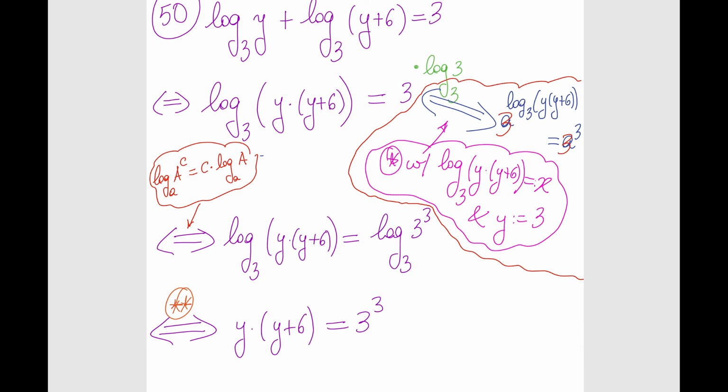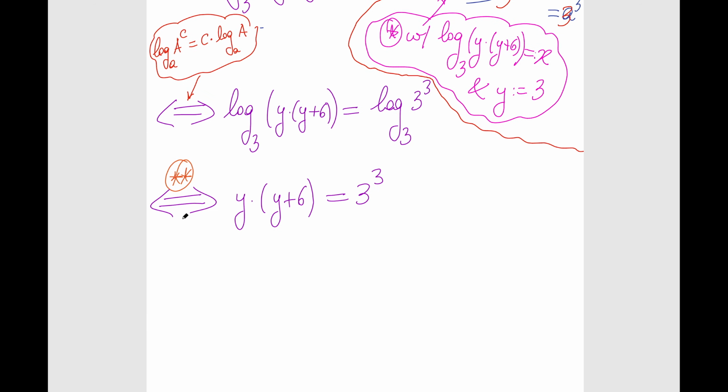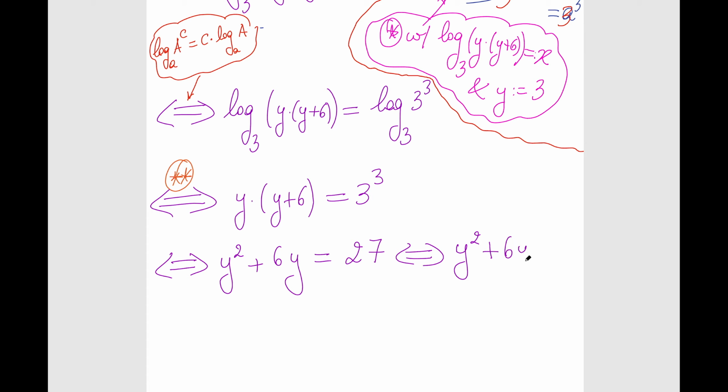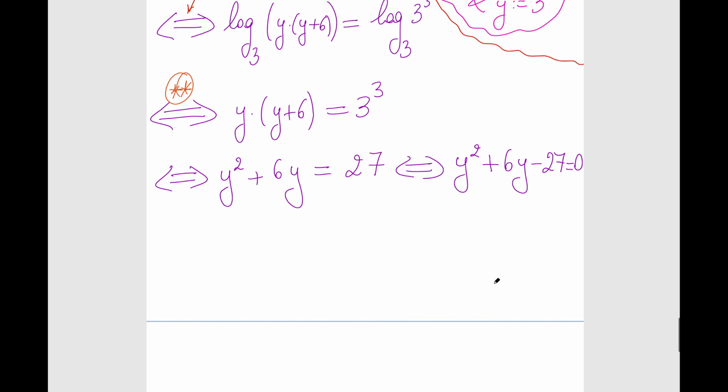Okay, so we get to this point anyway, right? Once we get to this point, this is a quadratic equation. This is y squared plus 6y equals 27, which means this is y squared plus 6y minus 27 equals 0. All right, you factor it using the quadratic formula or some intuition.